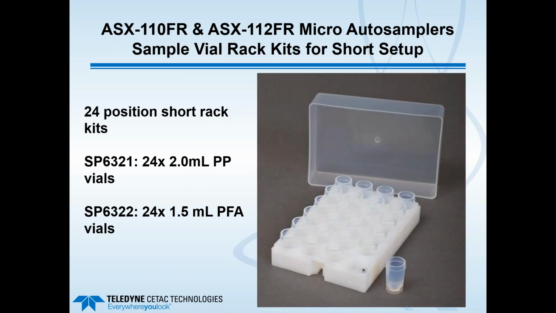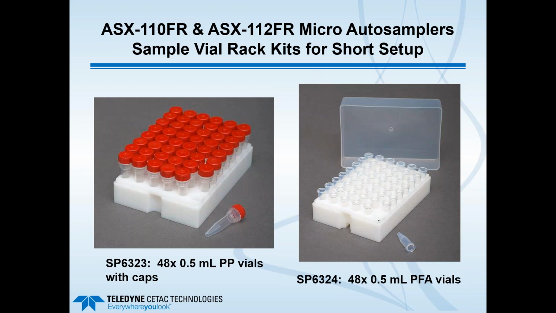So the sample vial rack kits, to give you some idea, here are the 24 position short rack kits, which are probably the most popular. You can acquire either 2 ml volume polypropylene vials or 1.5 ml volume PFA vials. The PFA vial volumes are a little bit smaller because of the greater wall thickness of the PFA vials, so they don't hold quite as much liquid as the polypropylene vials.